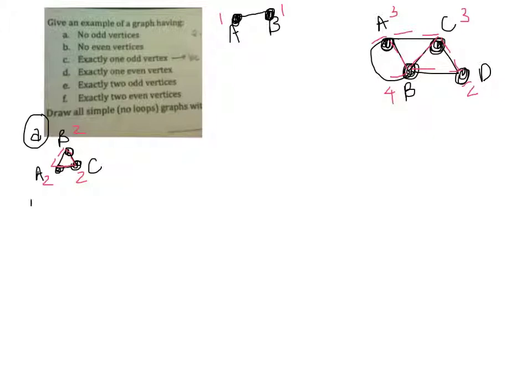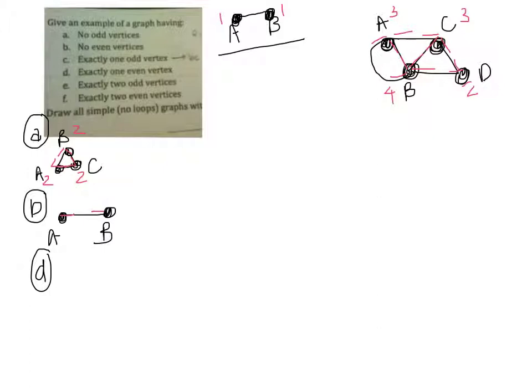So for B, a graph having no even vertices. So this is going to look a lot like the example that we did before up here. If we have vertices, vertex A and B, there's only one edge connecting vertex A and one edge connecting vertex B. So this means there are no even vertices, only odd vertices. So I'm going to go ahead and skip over C for a second.